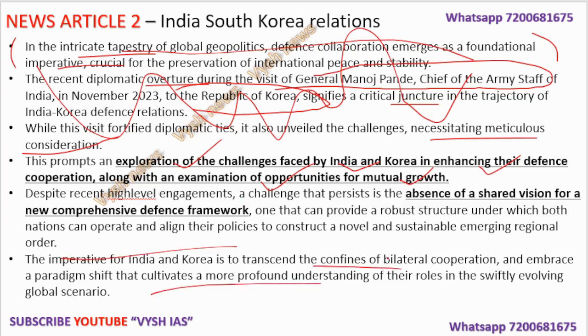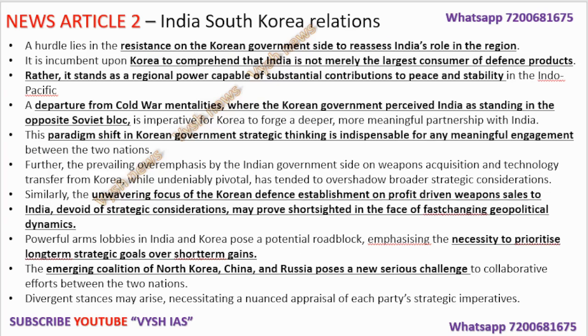You have to understand that both are going to build a new emerging regional order or regional cooperation, and that is what they are discussing here. The problem is Korea even now is in a Cold War mentality. India is seen like the Soviet Union's friend, from Jawaharlal Nehru's time. We are like a kind of Soviet Union's friend, and against the USA. However much we say we are non-aligned and neutral, more trade and more defense ties were with Russia. So Korea, which is USA's friend, even now considers India as standing in the Soviet bloc.